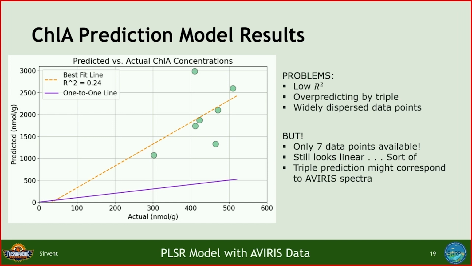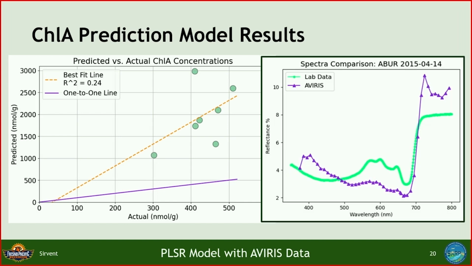But if you remember what the Avaris data looked like, maybe this change in magnitude could be attributed also to the change in magnitude of the spectra. Because what's happening is if you see a lower magnitude, the model is thinking to itself, well, if there's lower reflectance, that must mean higher pigment, which could account for why the model is over-predicting.